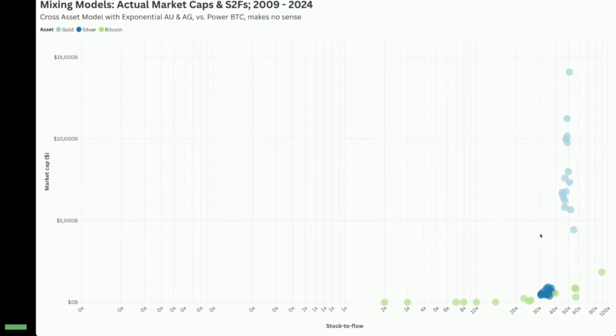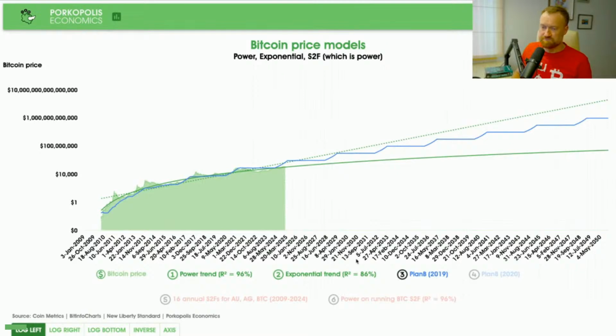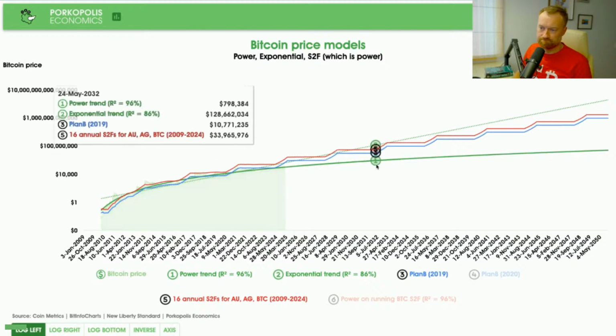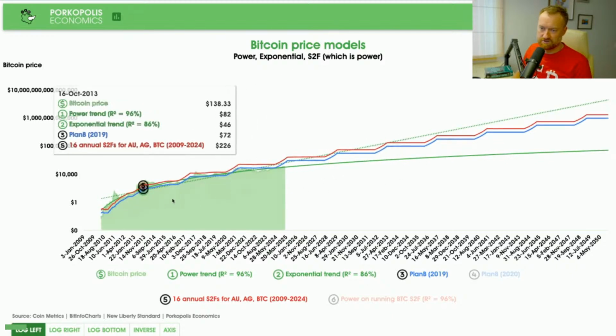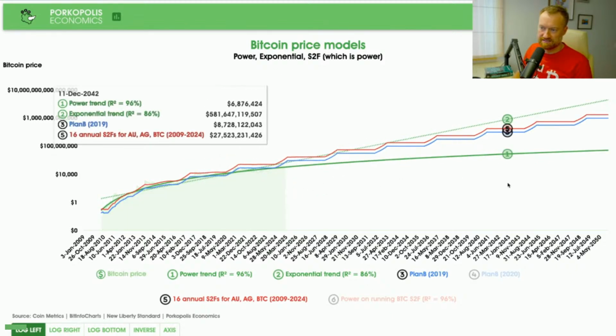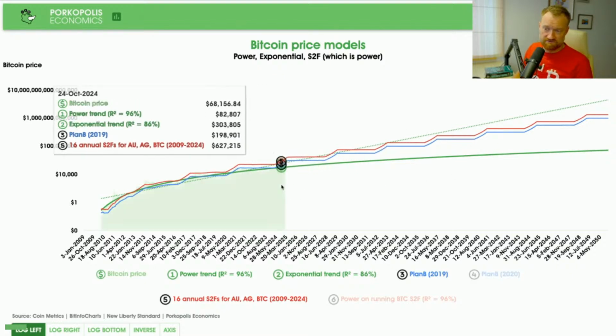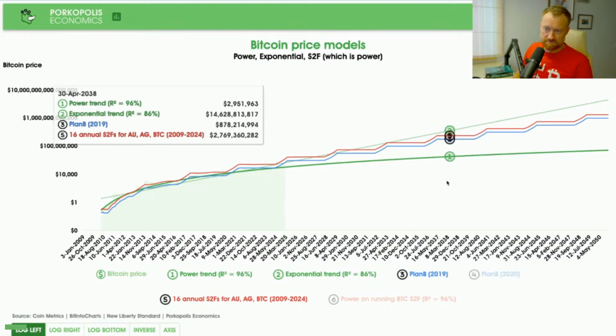Okay. Let's plot this out now. Back on the other chart, going back to it for you here. There we go. I'm going to show you now. I've shown you a few different variations of this, but this is exactly these 16 annual S2Fs for gold, silver, and Bitcoin for the last 16 years. So these are our coefficients that we get based on this statistical regression. So more aggressive than his original 2019 model.